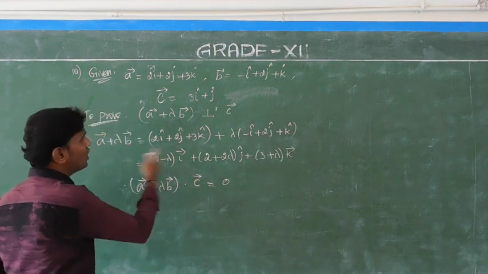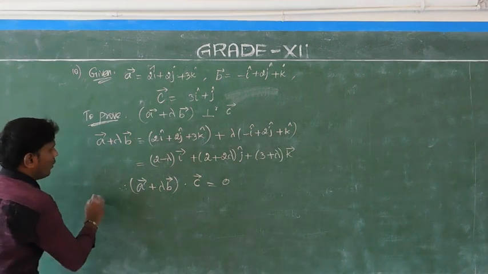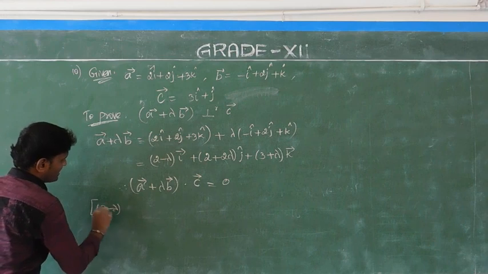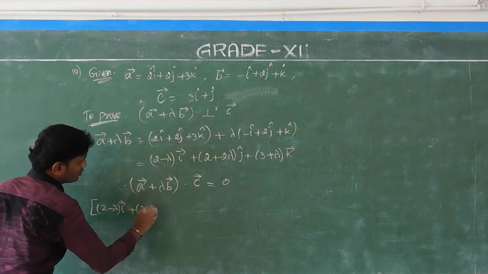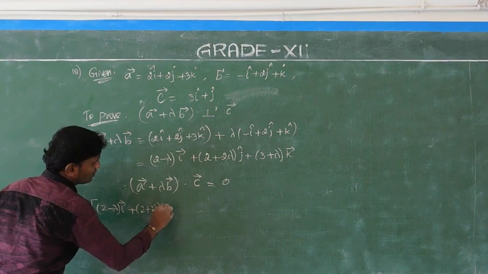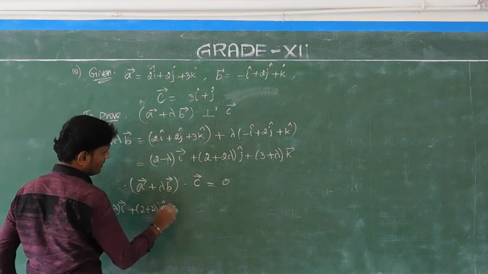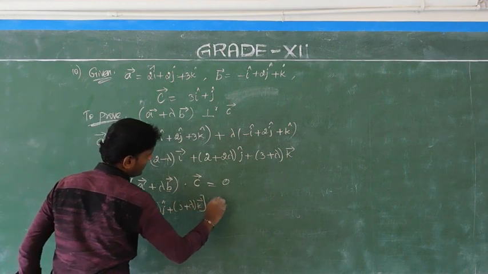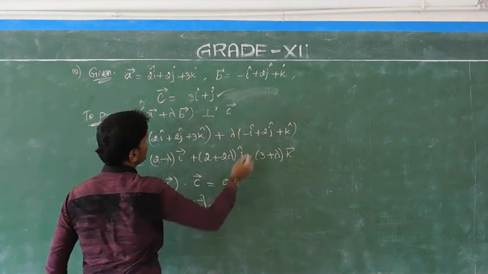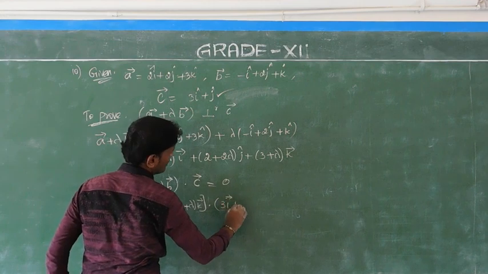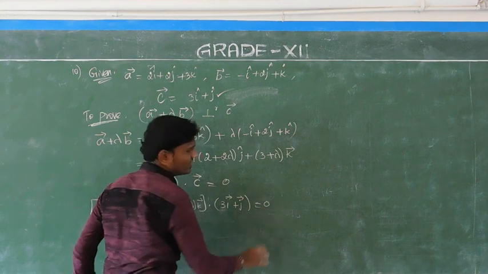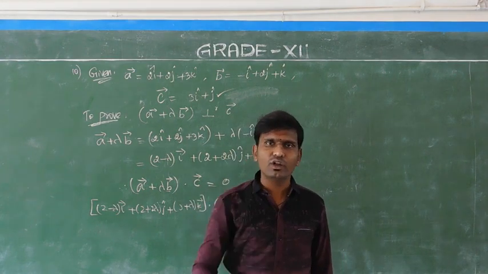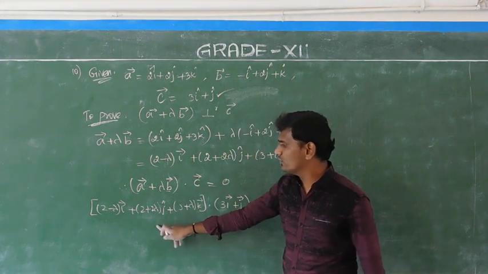Okay. Now I want to take the dot product of both. A plus lambda b is 2 minus lambda into i vector plus 2 plus 2 lambda into j vector plus 3 plus lambda into k vector. Taking the dot product with c vector, what is given? 3i plus j. Here the k term is missing, so we consider it as 0 k vector. It's no problem.